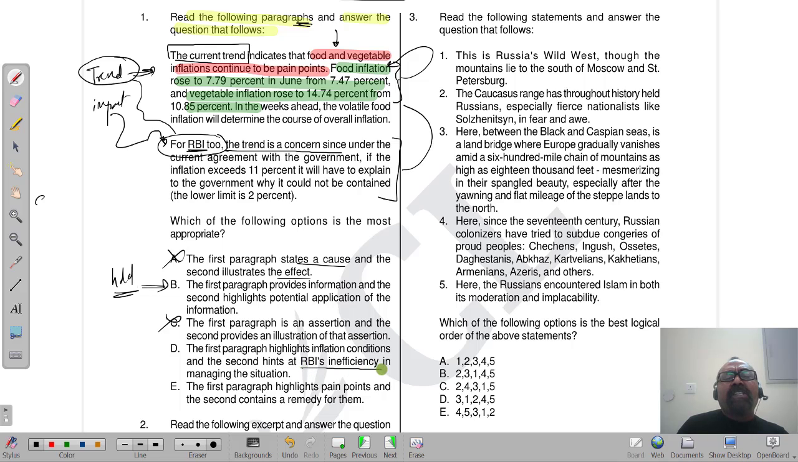The RBI inefficiency seems to be kind of negative. The author does not say that RBI is wrong here, merely says that it's a concern for RBI, which says that if X were to happen, then RBI would have to explain that thing to the government. The passage is never saying that RBI is inefficient, or the author is not trying to attack RBI in any way, shape, form, or manner, ladies and gentlemen. So D is also incorrect.